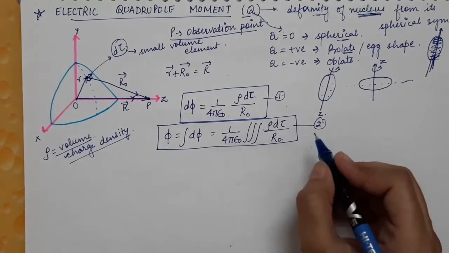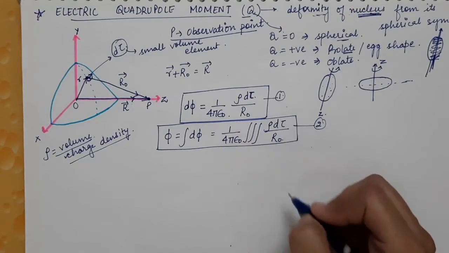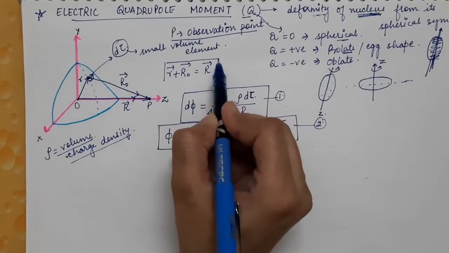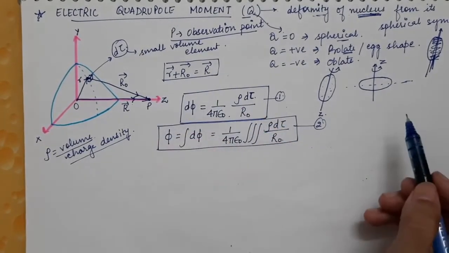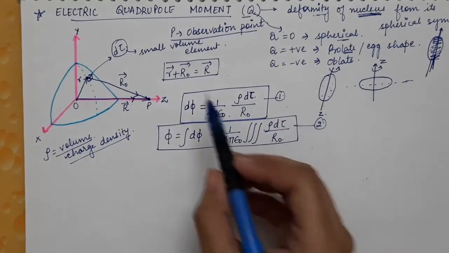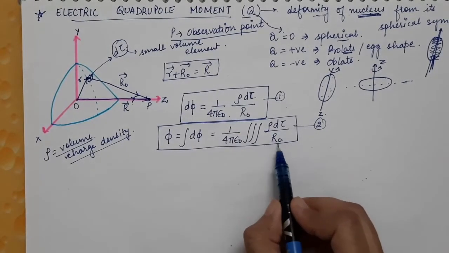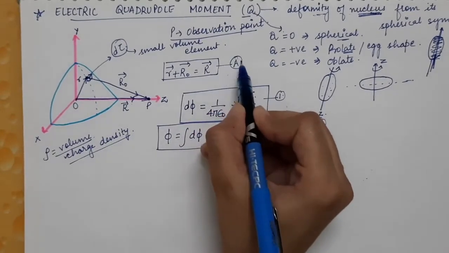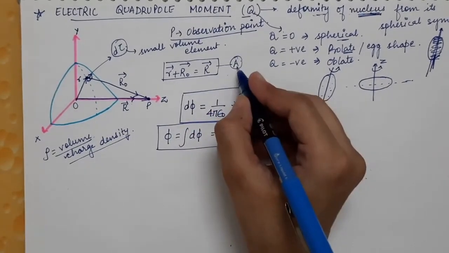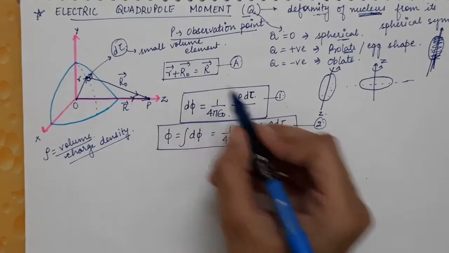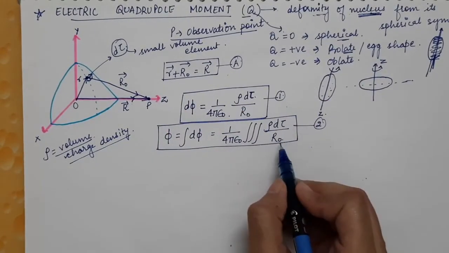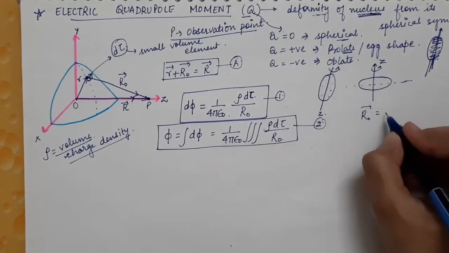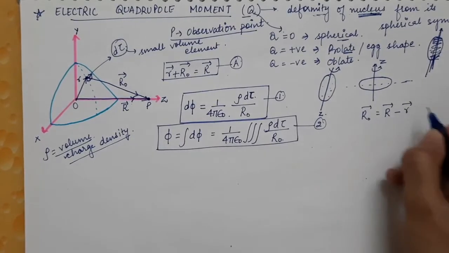Now we will separate the components of this equation using this term, that is, r vector plus r naught vector is equal to capital R vector. What we need in the second equation is the expression for r naught. So from equation A, first of all we will find r naught vector, because we need the value of r naught in the second equation. So from equation A we get r naught vector equal to capital R vector minus small r vector.